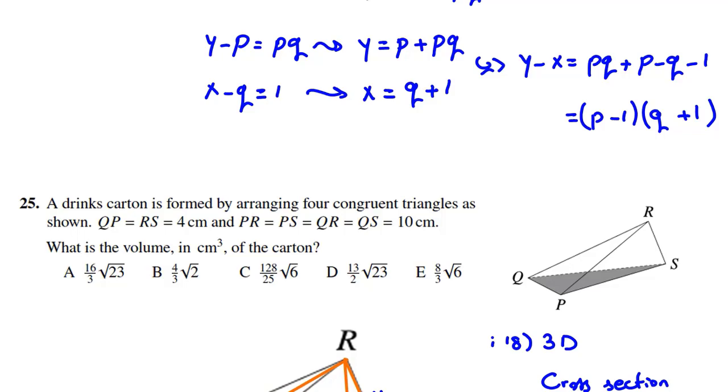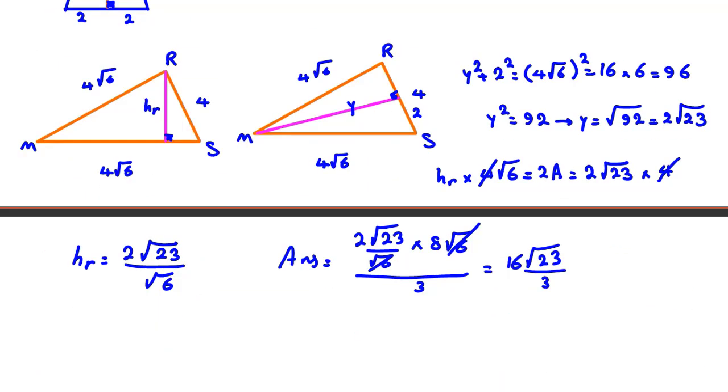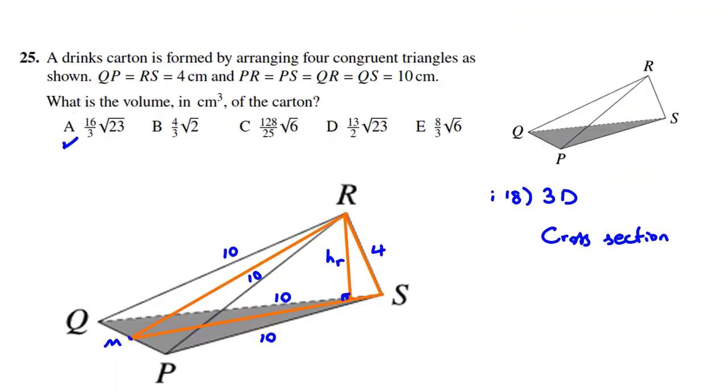So let's check the choices. 16 root 23 over 3. So the answer is which choice? Is choice A.